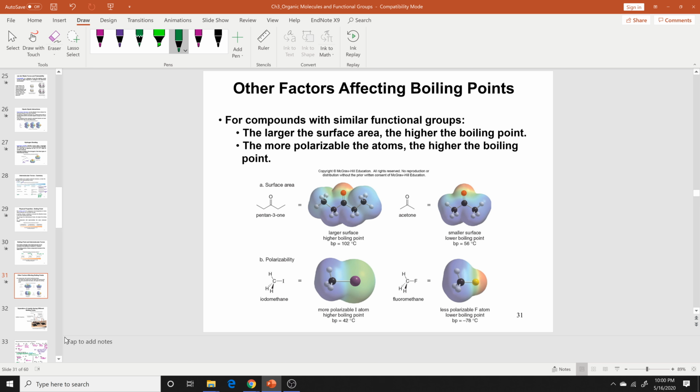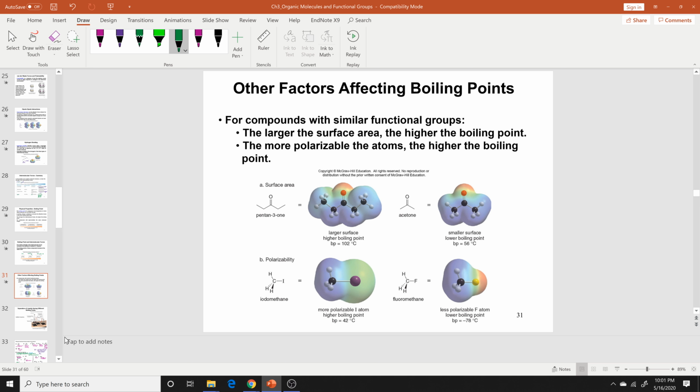Also, surface area plays a very important role in the boiling point. The larger the surface area, the higher the boiling point, but you have to compare within the same functional group. So here I have a carbonyl, a ketone and a ketone over here. I have two types of ketones. So you compare normally within the same type of functional group. Comparing two ketones, this ketone has a larger surface area, so the boiling point is going to be higher.